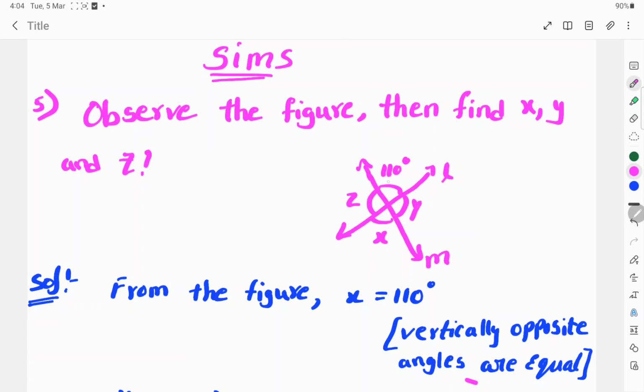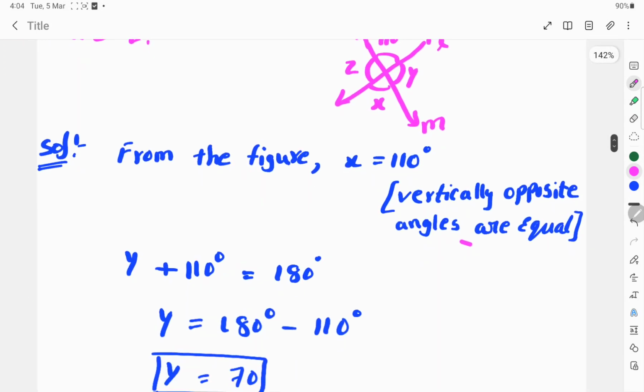From the figure, x is equal to 110 degrees. Vertically opposite angles are equal. So, here x and 110 degrees are equal, and also z is equal to y. So, you find the sum.